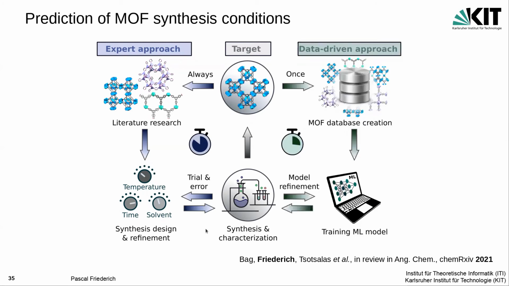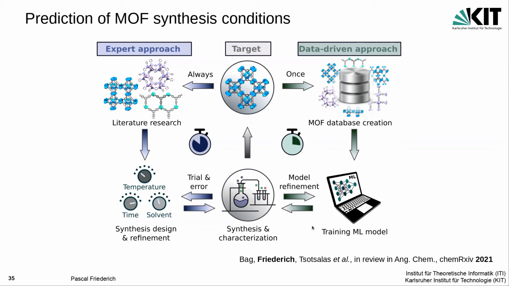We would create once a database of all synthesis conditions that we can find in the literature. And then we train a machine learning model that tries to learn the relationship between the molecular structure of a metal organic framework and the synthesis conditions. And then it would suggest for a new target structure a set of initial synthesis conditions, based on the learned similarities or the learned representations of MOFs.